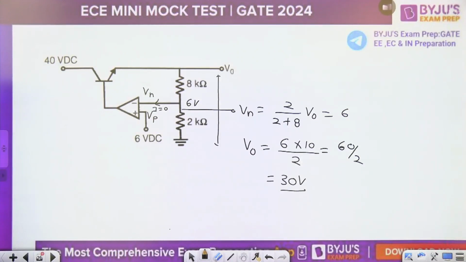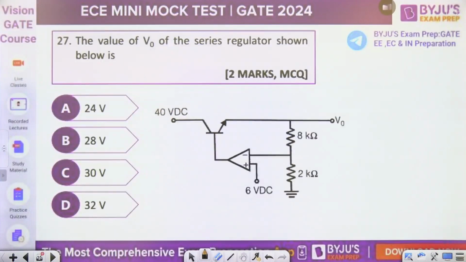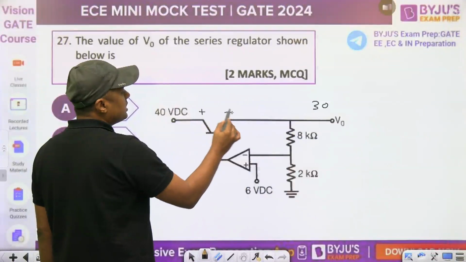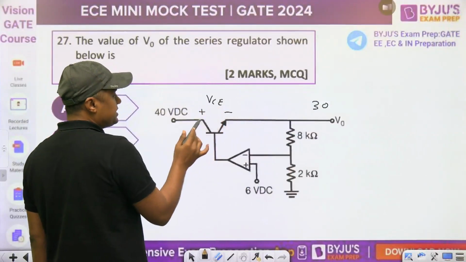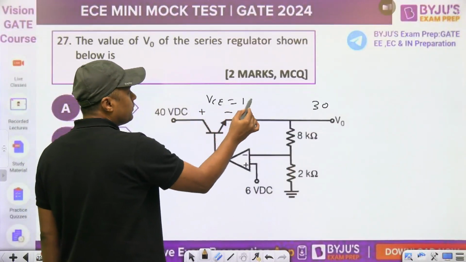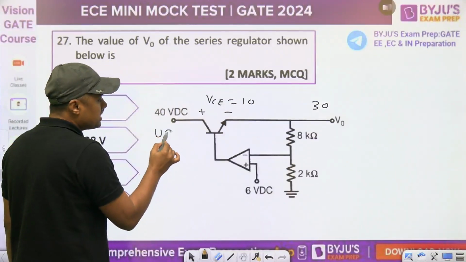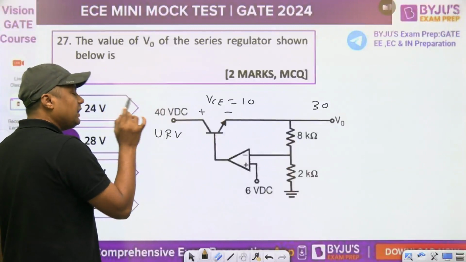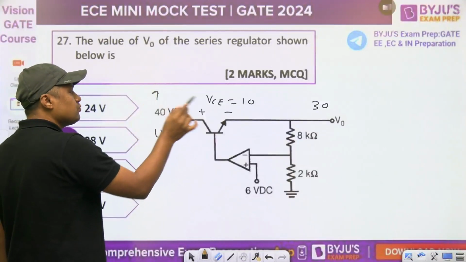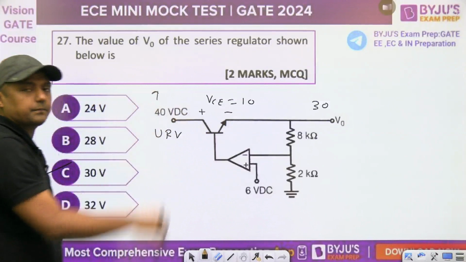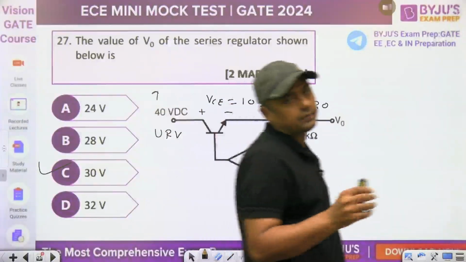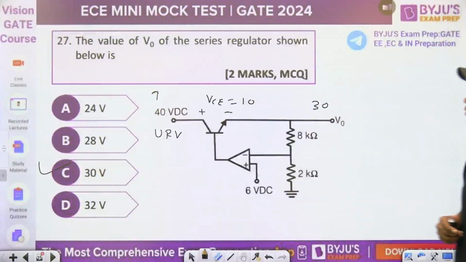Very, very simple question. Virtual short concept you can use. Output regulated voltage is 30 volt. And the drop across the transistor is VCE, because it is in series, that is 10 volt: unregulated voltage minus regulated voltage. If we are increasing the input, the excess voltage will come across the transistor. That is a series voltage regulator. So 30 volt is the answer.